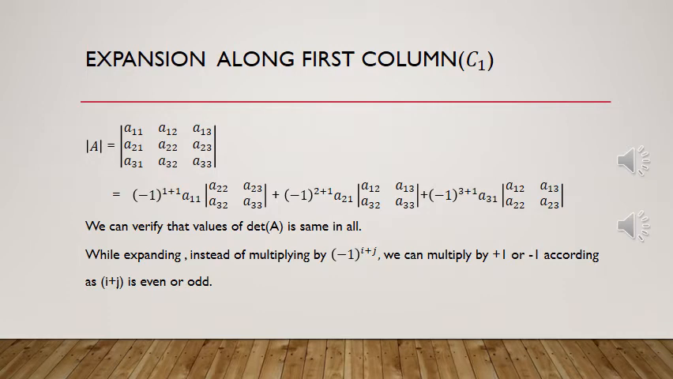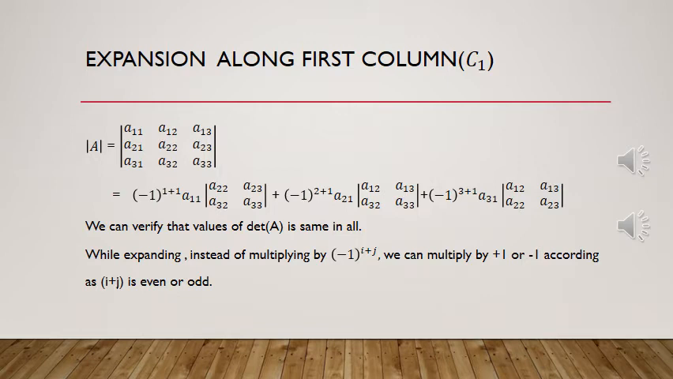Same way, we can expand along first column C1. Which are the elements of C1? A11, A21, A31. So, determinant A is A11 multiplied by negative 1 raised to 1 plus 1. Delete the row and column where A11 lies. So, that is determinant A22, A23, A32, A33, plus second element A21. So, A21 multiplied by negative 1 raised to 2 plus 1.